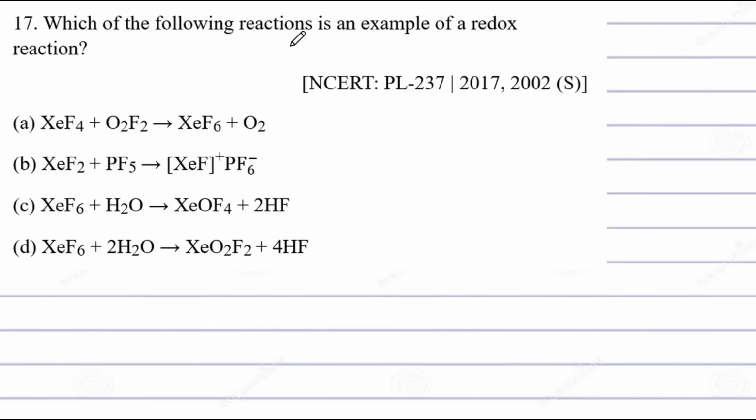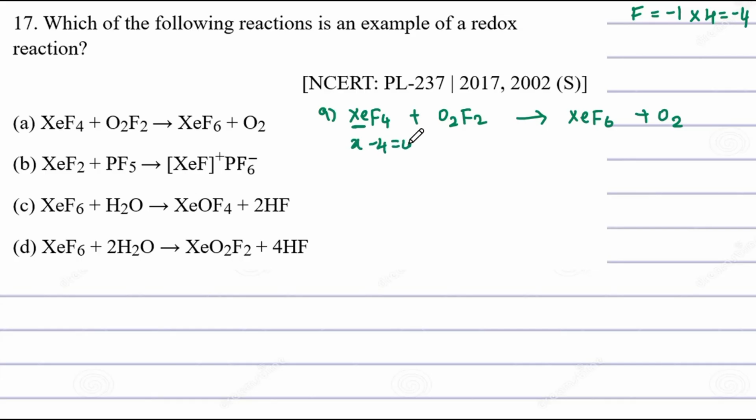Next question: which of the following reactions is an example of redox reaction? First equation, XeF4 plus O2F2 gives XeF6 plus O2. First you have to find the oxidation states of the elements. We know that the oxidation state of fluorine is always -1. It will not change at all. So obviously you have to see the other elements. Here for xenon, 4 fluorine atoms are there, so -1 into 4 will give -4. So x - 4 = 0, x is equal to +4. So like that you have to calculate. It is very simple.